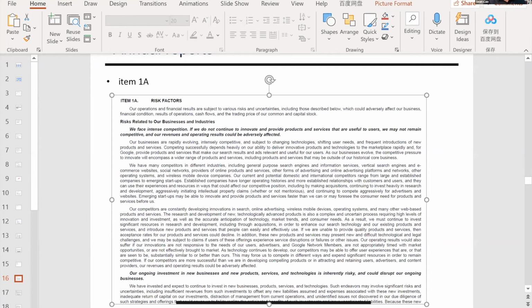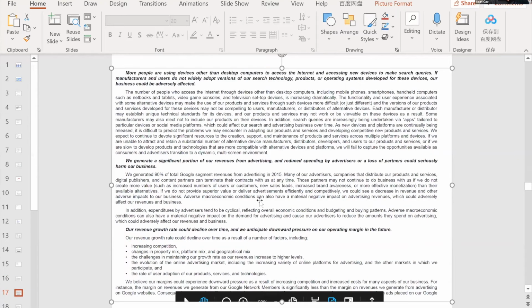Okay, so more people are using mobile devices than desktop computers to access the internet and make search inquiries. If manufacturers and users do not widely adopt versions of our search technology products or operating system developed for this device, our business will be adversely affected.